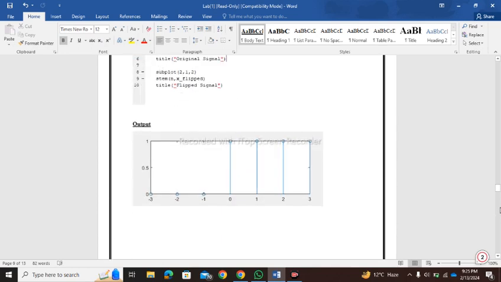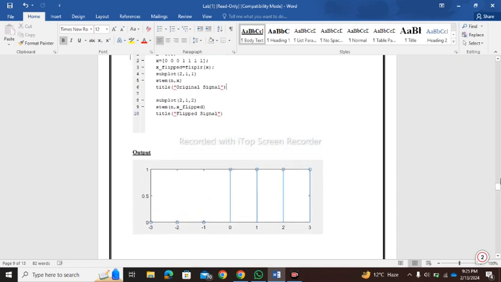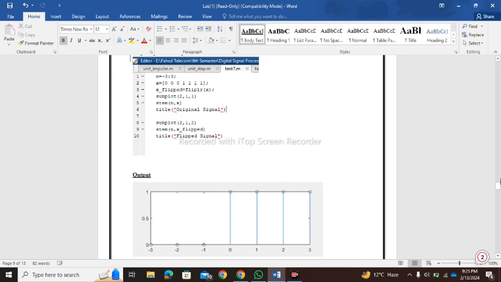Next we have Task 7, in which we have to flip the given signals. Firstly we define our signals, and it has two values of n: one for the original and the second for the flipped signal. Also we have two subplots and two output figures showing the original and flipped signals.